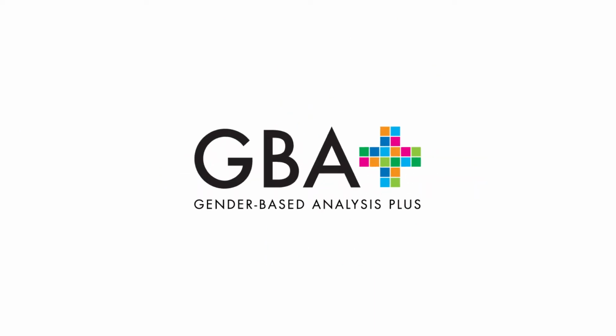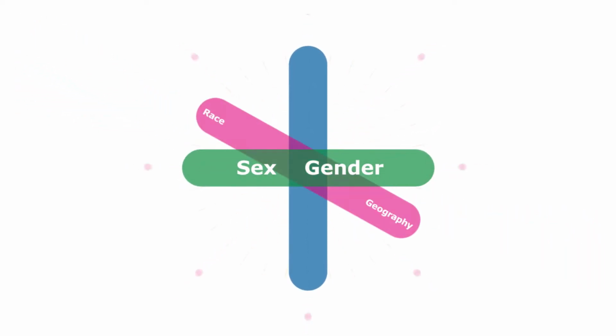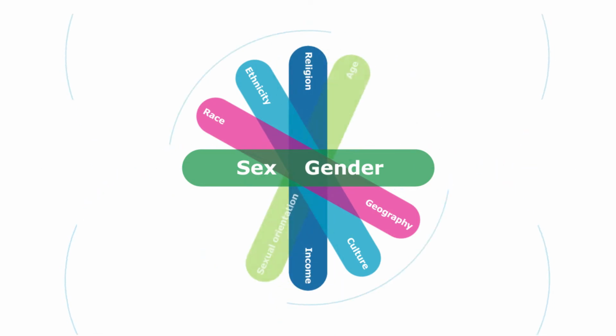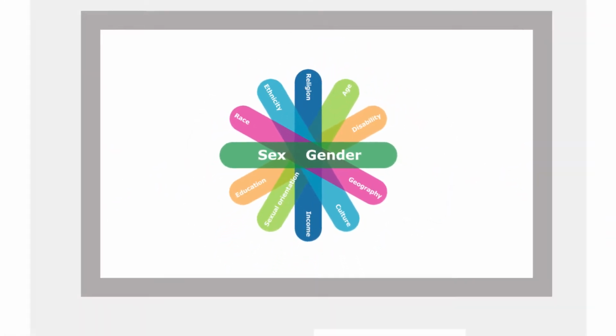This is called intersectionality. The plus in GBA Plus examines how sex and gender intersect with other identities such as race, ethnicity, religion, age, or mental or physical disability. But what does this have to do with these airport kiosks?